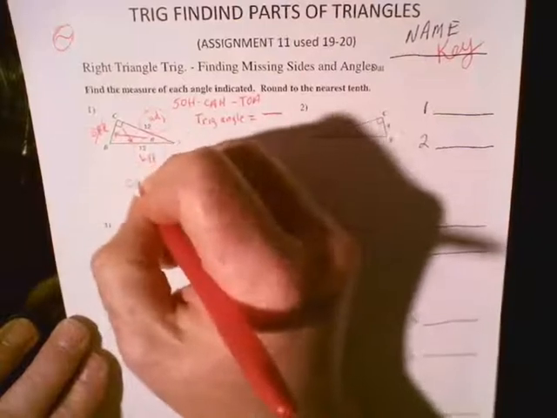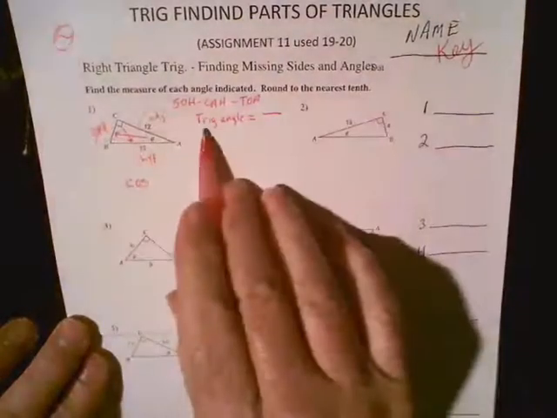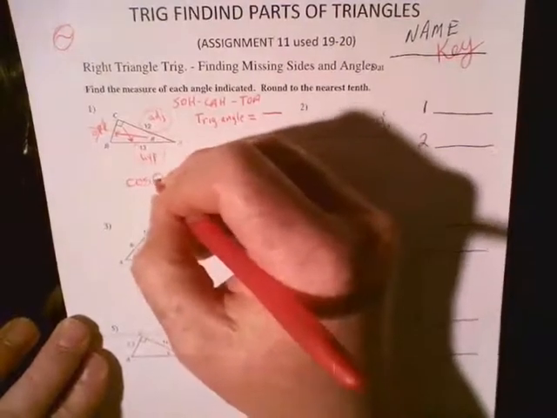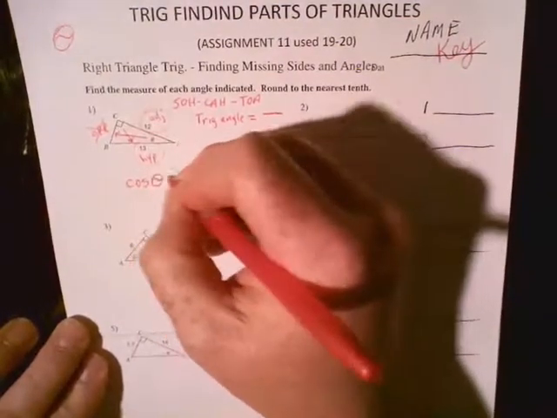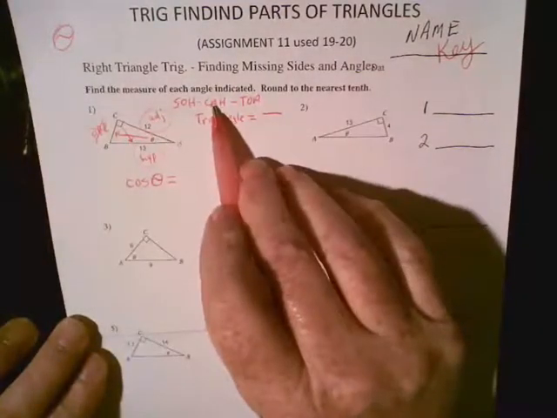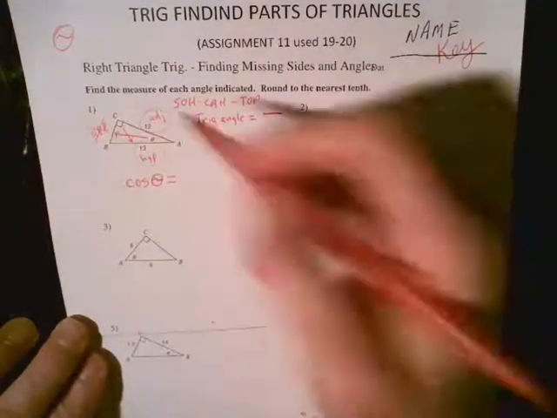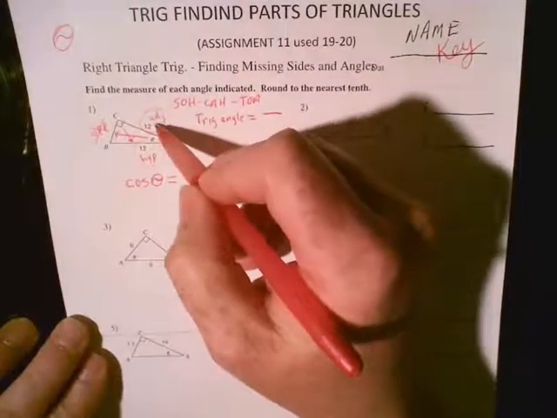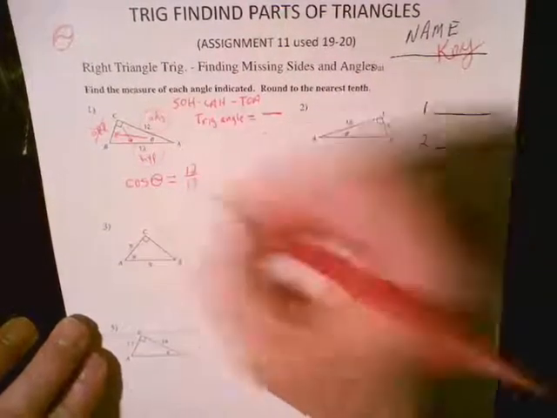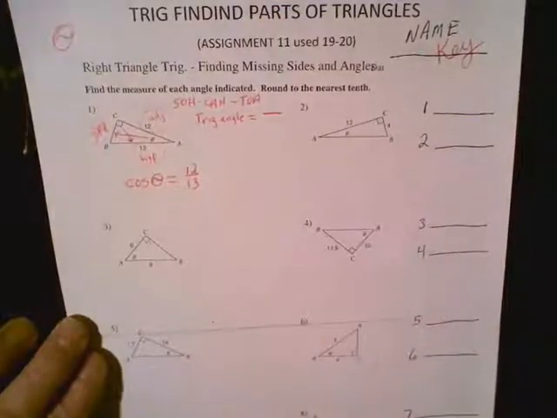So we set up our equation. Trig name, which is cosine. The angle, we don't know, that's our theta. Equals, then for cosine it's adjacent over hypotenuse. Well, the adjacent this time is 12, and the hypotenuse is 13. So we just write it in that way.